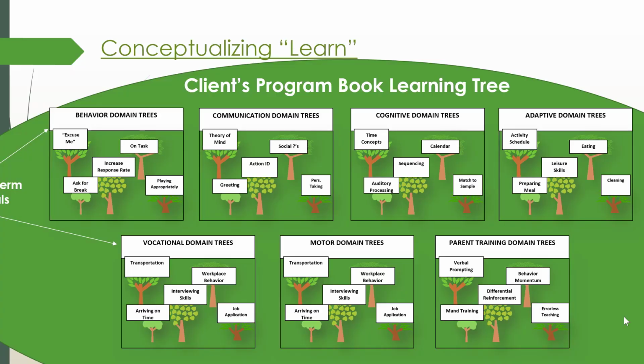It is important to note that we have a 3-tier system when it comes to learning trees. Again, we talk about the top tier, which is the domain, the communication domain, the behavior domain. Within that domain, there's a second tier, which is the program level. And then actually within the program level, there is another tier. So let's look more closely into what an actual learning tree, one of these trees, looks like.